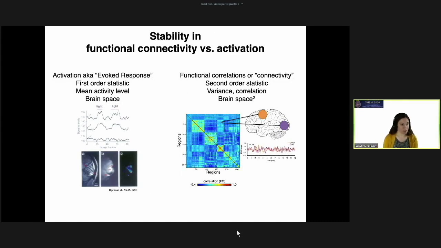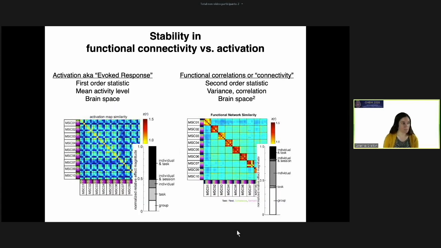Also, if we return to the qualification that I made at the start of the talk when I discussed variation in functional connectivity as opposed to activation, what we can also see here is that the patterns of stability are quite different between these two types of methods, with activation patterns showing much larger task and individual by task interactions.